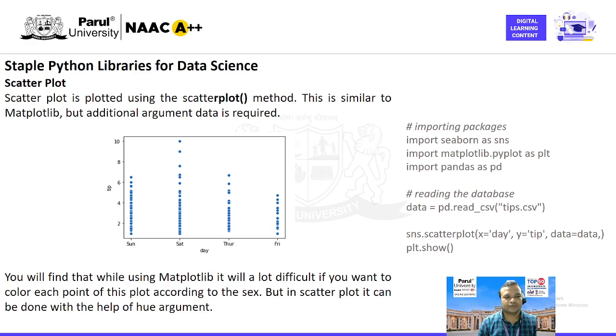Okay, so with the help of this, we plot the scatter plot. A scatter plot is plotted using the scatterplot method. This is similar to Matplotlib, but the additional argument data is required here. You will find that while using Matplotlib, it is a lot more difficult if you want to color each point of this plot according to the size. But in a Seaborn scatter plot, it can be done with the help of the hue argument. So there is a hue argument available.